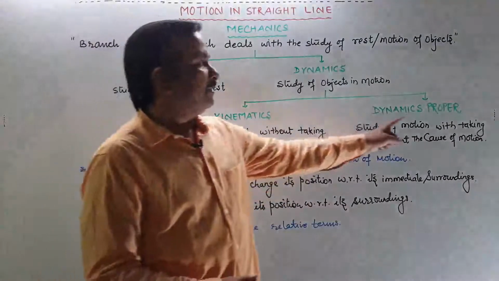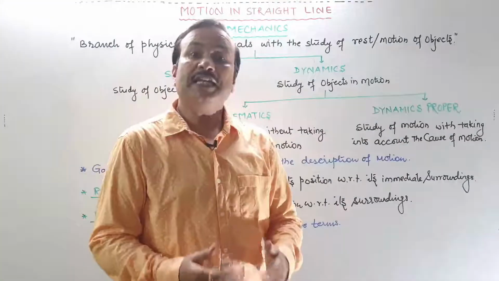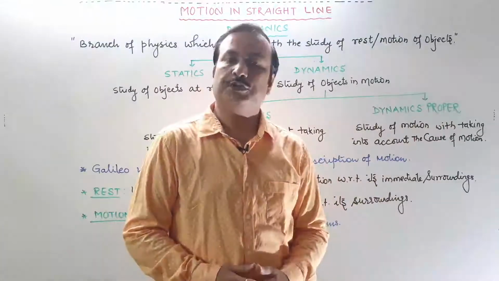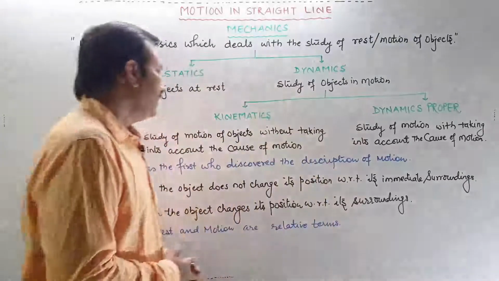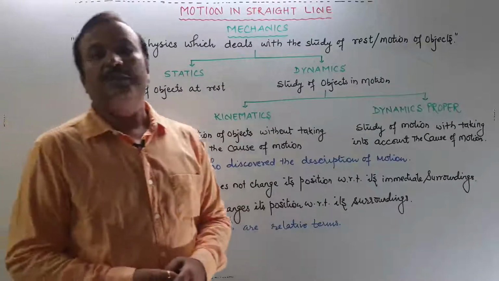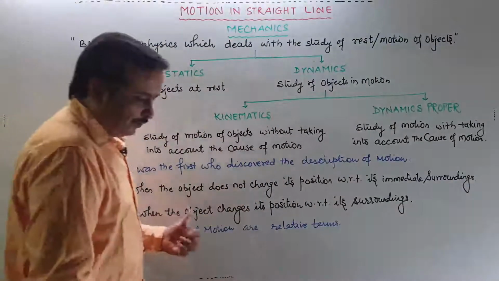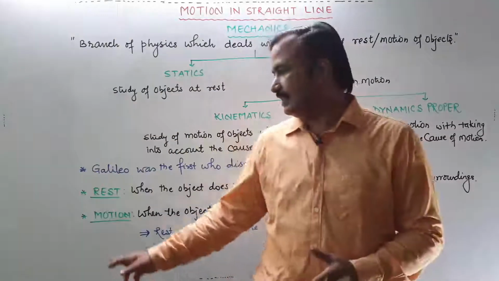But in dynamics proper we study the motion of objects by taking into account the cause of motion. Here we study what the cause is. Then you can see Galileo was the first to discover the description of the motion. Then there are two terms from where our chapter will begin, motion in straight line, that is rest and motion.